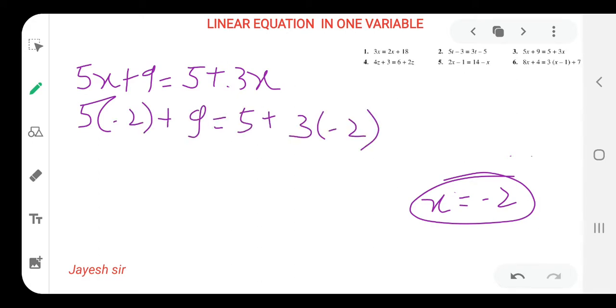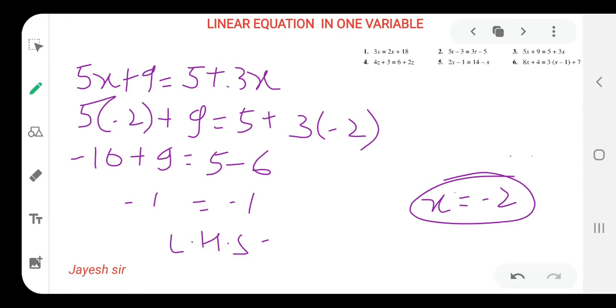Here I have assumed the value and put the value for x as minus 2. 5 into minus 2 would be minus 10 plus 9, and here also 5 plus 3 into minus 2, that means minus 6. That means the answer is minus 1. Here also minus 1. That means LHS equals RHS. So our answer is correct. I hope you all might be getting it, friends.